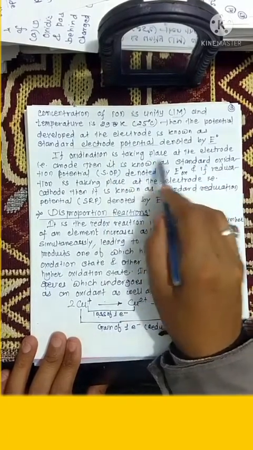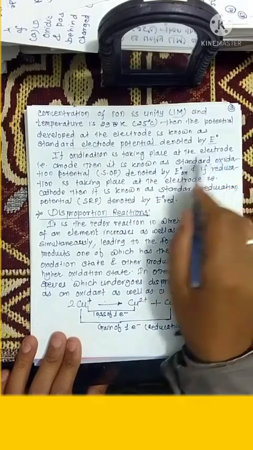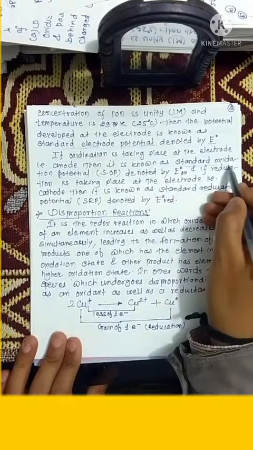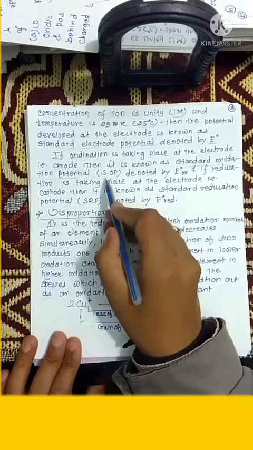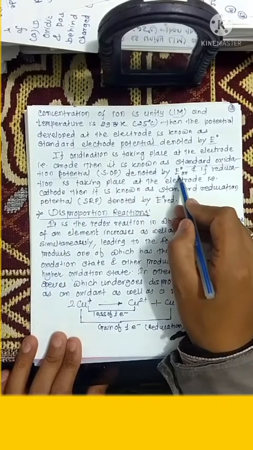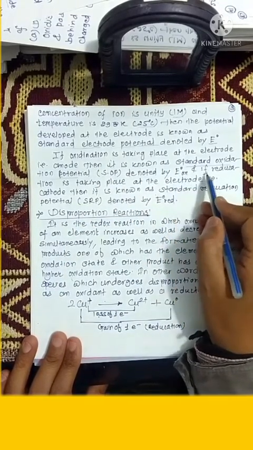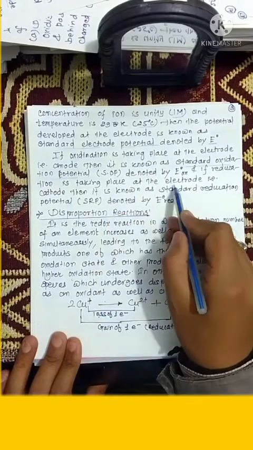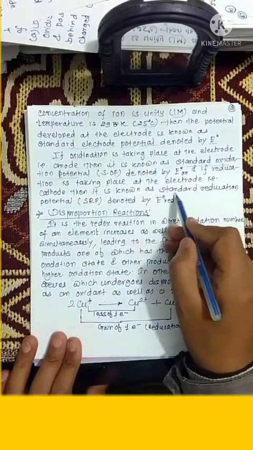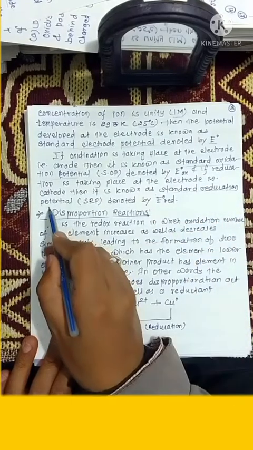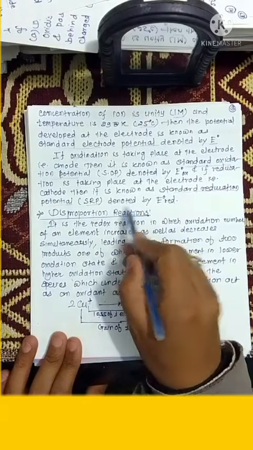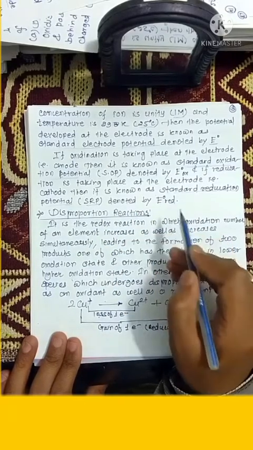If oxidation is taking place at the electrode, that is anode, then it is known as standard oxidation potential. It is simply written as SOP and it is denoted by E0 ox. And if reduction is taking place at the electrode, that is cathode, then it is known as standard reduction potential, simply known as SRP, denoted by E0 red.